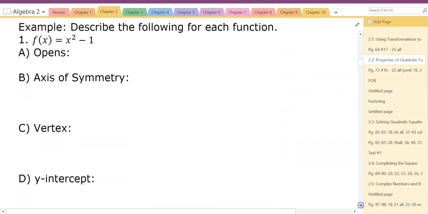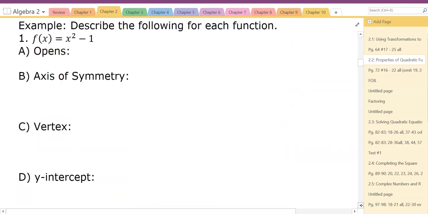So we're going to look at a couple of those things for these examples. If you guys want to turn your page over. They're going to give us a function, and what we need to do is describe some of this information. Describe how it opens, what's the axis of symmetry, what's the vertex, what's the y-intercept, and then we're going to graph it.